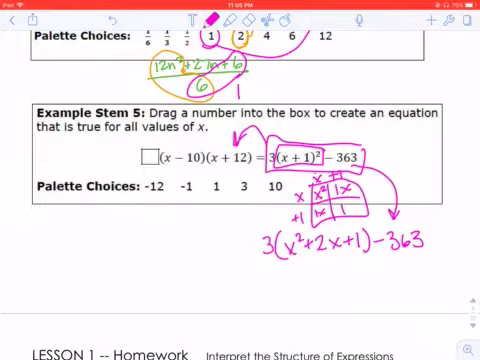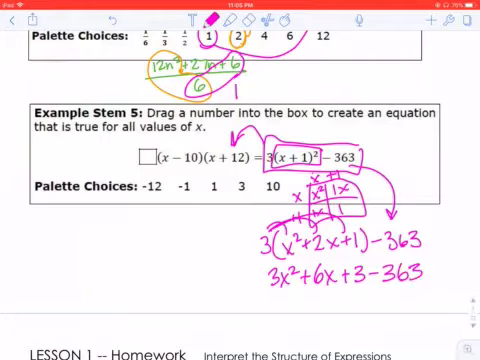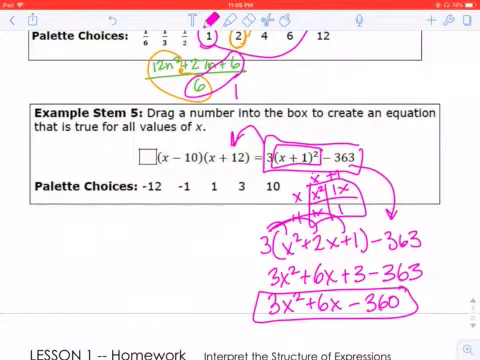363. It's a huge number, huh, y'all? And then these multiply in, 3x squared plus 6x plus 3 minus 363. That's going to give me 3x squared plus 6x minus 360. Obviously, this is not what we have here.